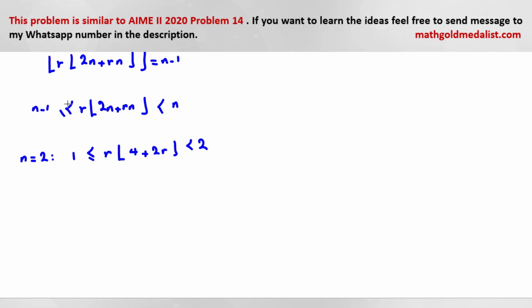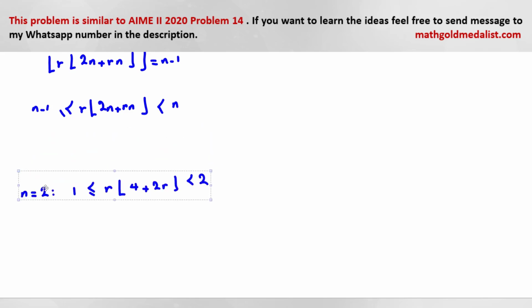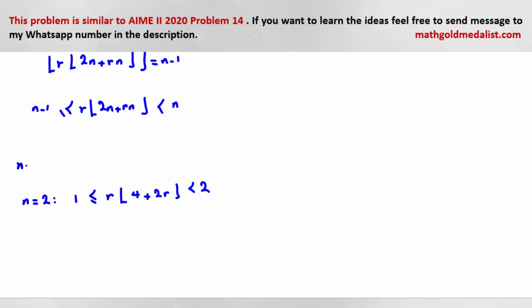So in the first case, we knew that r was... let's consider n1 first. For n1, it will be what? 0 less than or equal to r times (2 plus r), less than 1, right? So here, what can we say? It's between 0 and 1/2.